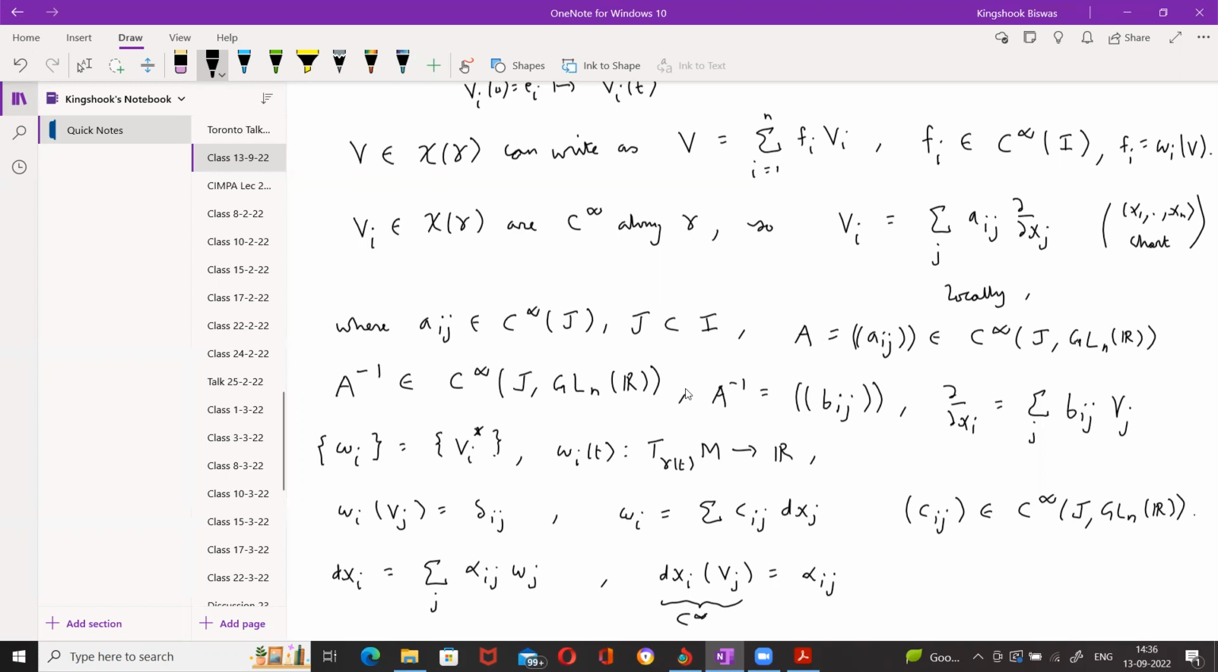Yeah. The point is that the map from GLn to GLn, A goes to A inverse, is a smooth map. That's the crux of it. A goes to A inverse is a smooth map from GLn to GLn. It's a rational function, right? So it's smooth. Okay.